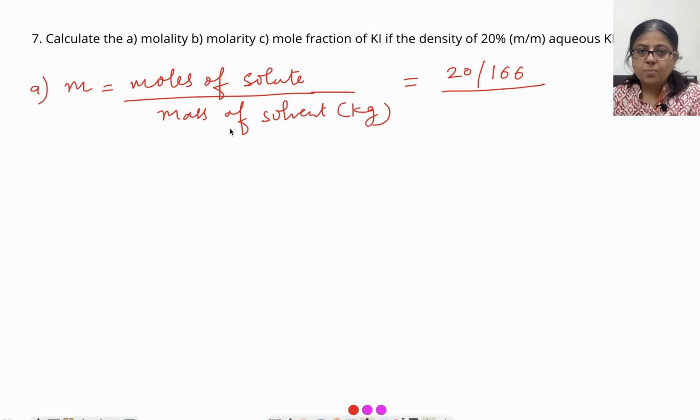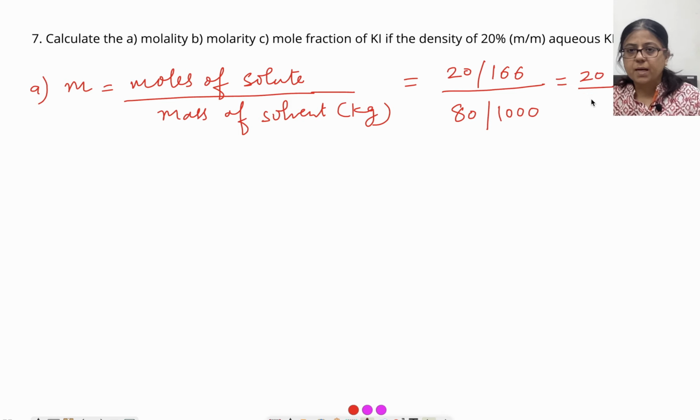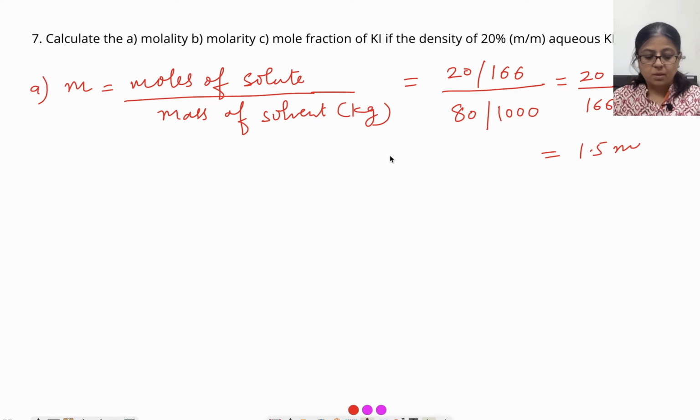We will divide it by mass of solvent taken in kg. So the remaining mass of water will be equal to 80 grams. Divide by 80 and convert into kg by dividing 80 by 1000. Now, it will be 20 by 166 into 1000 by 80, which is equal to 1.5 molal solution, mole per kg. Okay, this will be the molality of the solution.